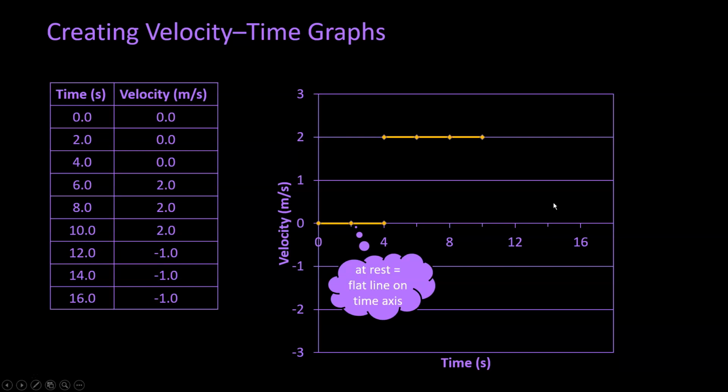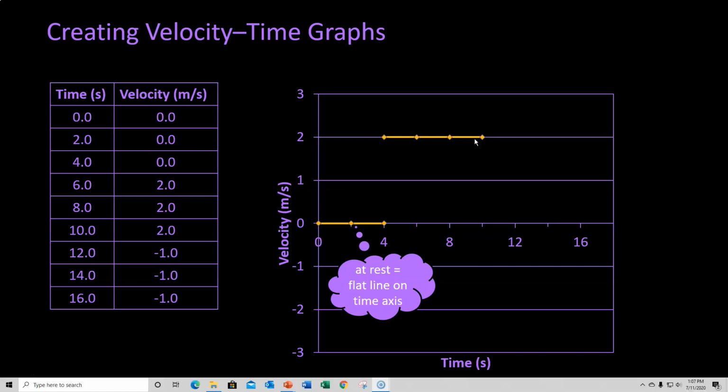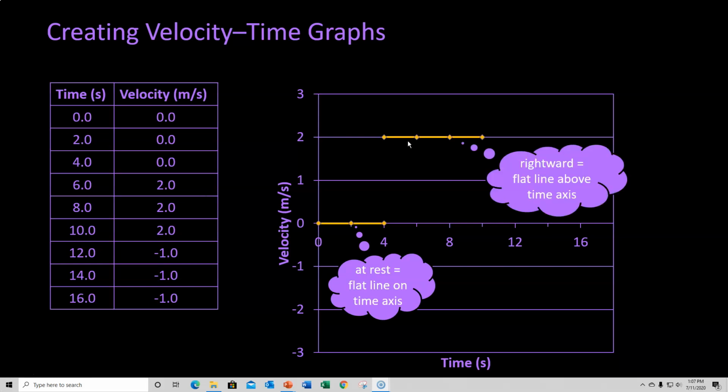Okay, we'll continue on. From the end of the 4th second to the end of the 10th second, the object was traveling at 2 meters per second. Notice that when the object is moving in the rightward direction, the velocity line is above the time axis in what we might call the positive region. Let's move on. Notice here at the end of the 10th second, the velocity changes direction and goes in the negative direction at 1 meter per second.